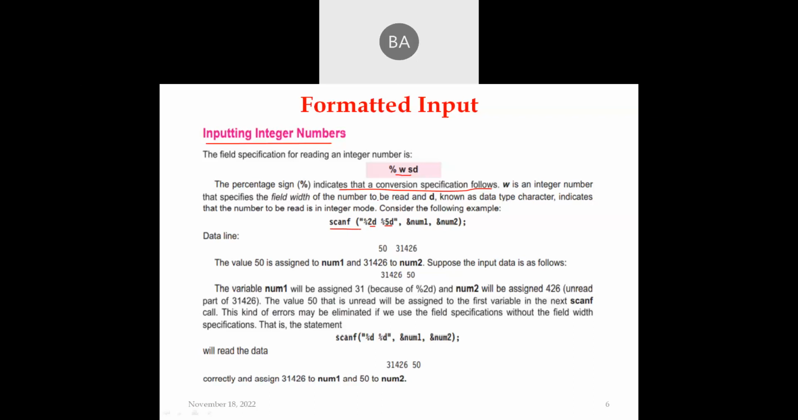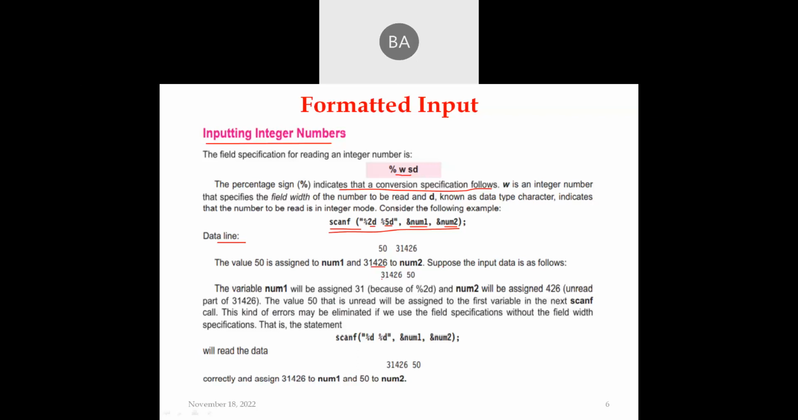So 2 indicates the field width. D indicates the data type, indicating that it is an integer. If you give ampersand num1 ampersand num2, this scanf is used for reading two integer values. But if you give the input like this, 50 space followed by 31426, the value 50 is assigned to num1 and 31,426 is assigned to num2.